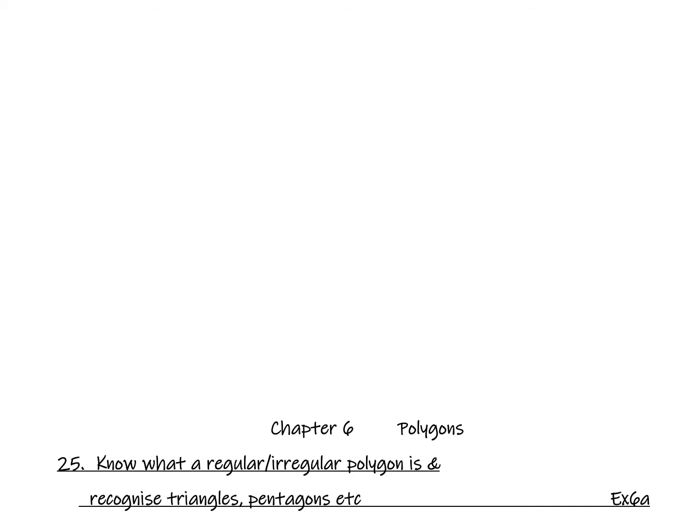Polygons. You need to know what a regular and irregular polygon is and recognize triangles, pentagons, etc. So can you pause the video and maybe try to write down what a regular polygon or irregular polygon is? And also write down the names of all the polygons from a triangle, a 3-sided shape, up to a 10-sided shape. So what's the name of a 4-sided shape, a 5-sided shape, a 6-sided shape, and so on. Pause the video and give that a go.